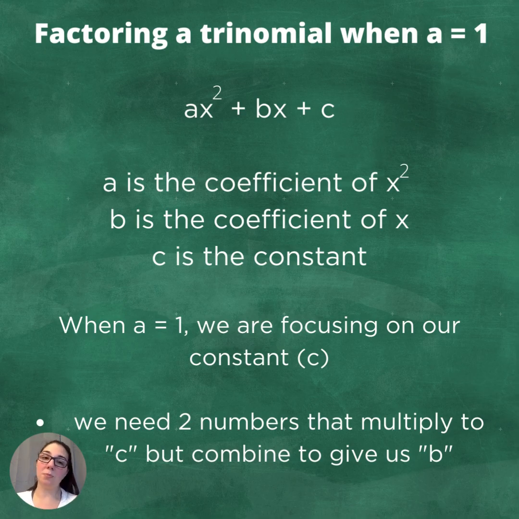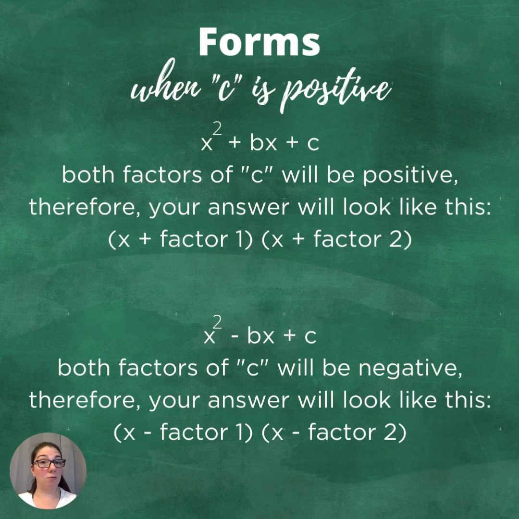What's cool about these problems is that when a equals 1, all you have to do is focus on the value of the constant. What you're trying to do is think of two numbers that multiply to give you that constant value, but when you combine them, adding or subtracting depending on the problem, give you the value for b. The reason I say add or subtract is because there are 4 different forms of these problems. You have 2 when c is positive and 2 when c is negative. So let's talk about when c is positive.